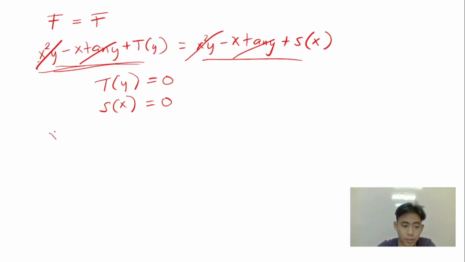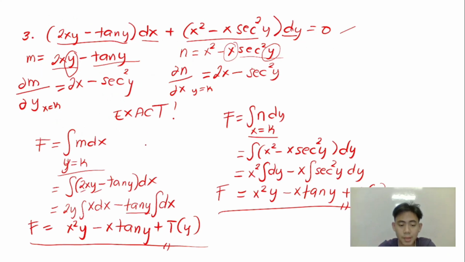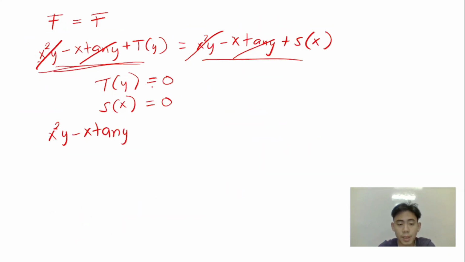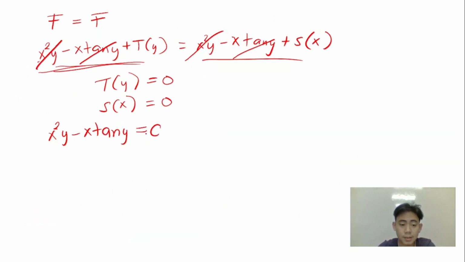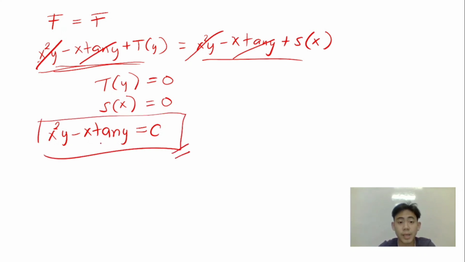Okay? So x squared, so substitute natin siya ngayon, x squared y minus x tangent of y plus t of y. So ano nga ba ang t of y natin? 0. So wag na natin ilagay, no? Okay, is equals to, once na nag-substitute tayo ng t of y natin, yung f natin is dapat isa-set na natin as a constant. Okay? Para may constant tayo sa final answer natin. So this will be the final answer.